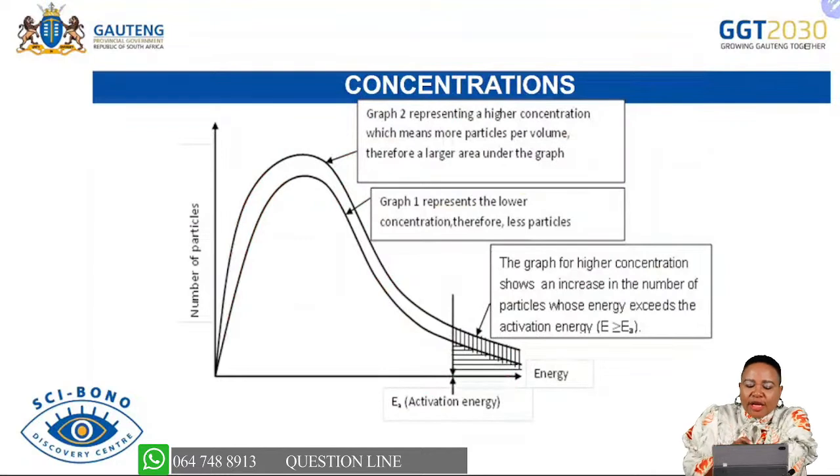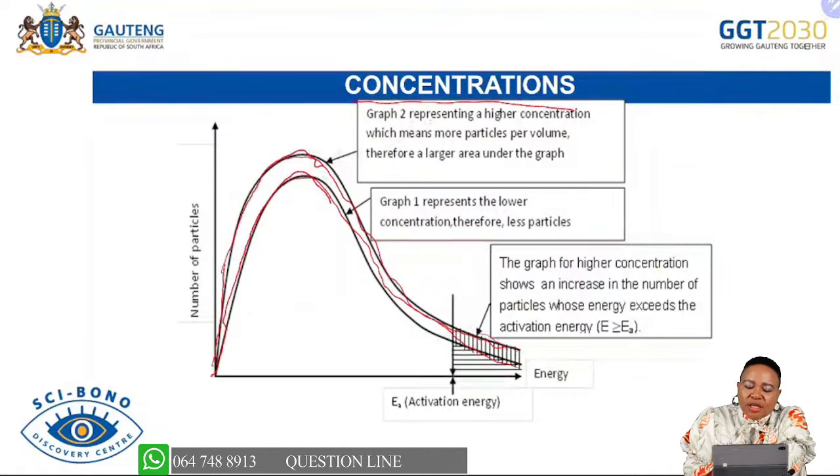Then let's look at the concentration. When you look at the concentration graph, we are saying concentration increases the number of particles per unit volume. So when you look at the two graphs, you can see that this one was our first graph when the concentration was lower. Then when we increase concentration, we increase the number of reacting particles. So the second graph, where the concentration is higher, will be higher than the first one, and also the activation energy area will be higher than the first one.